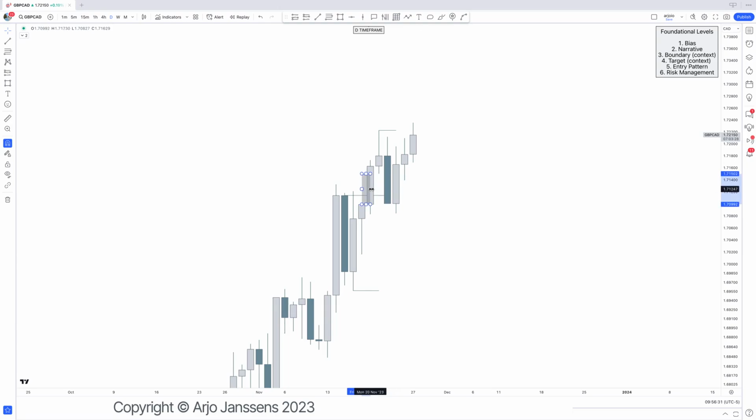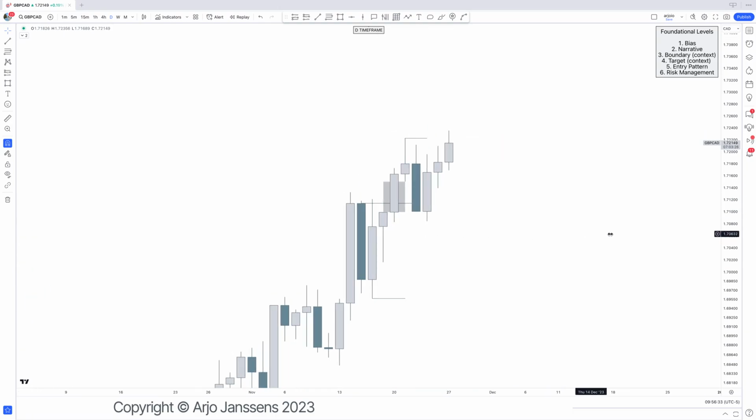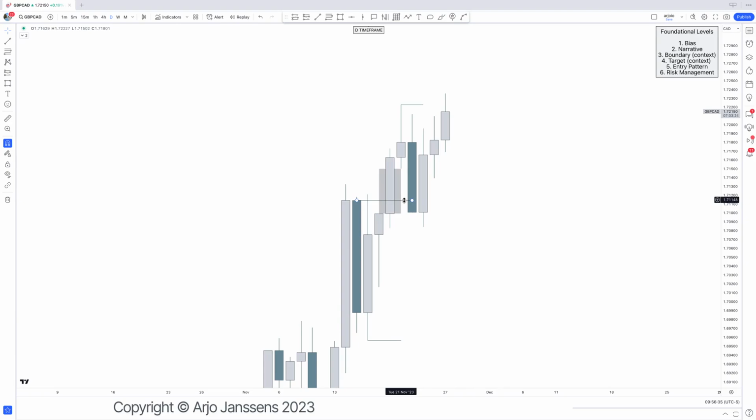But what can we also see? If we zoom in on this candle right here, and I move this to the left a little bit, then we can see the first down candle, which is Wednesday, the 22nd of November. If you want to follow along with me on GBP Canadian dollar, right here this is coming into the daily fair value gap pretty heavy, pretty low as well.